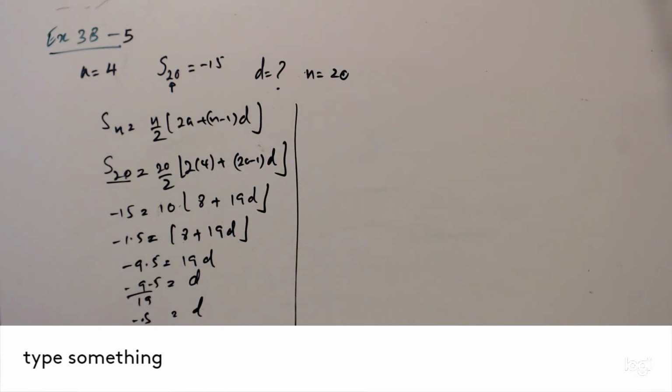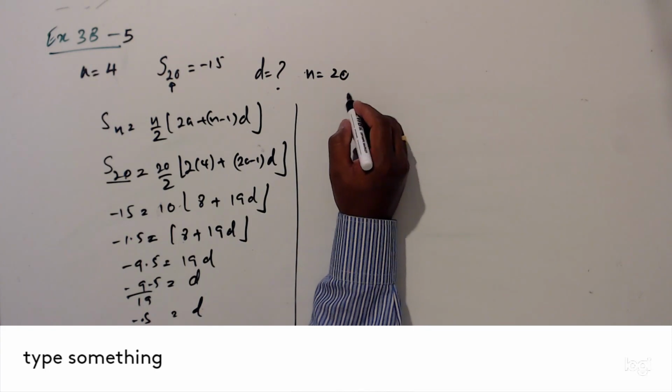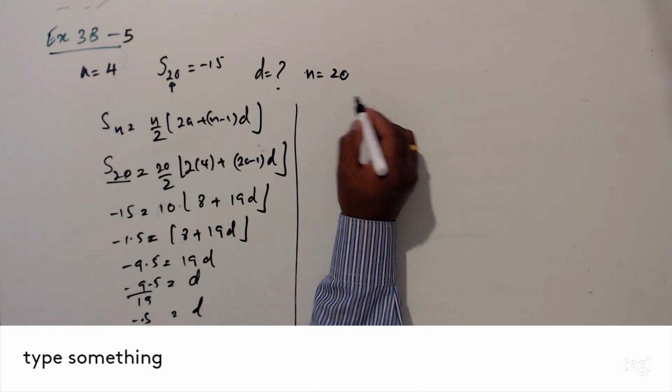The second question is to find the common difference and the 20th term. So we know the standard formula.